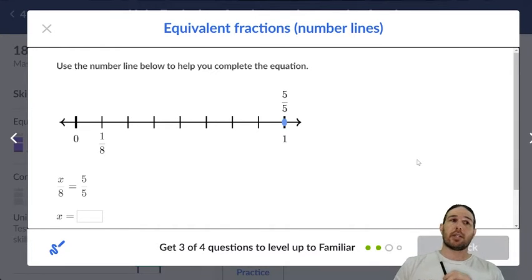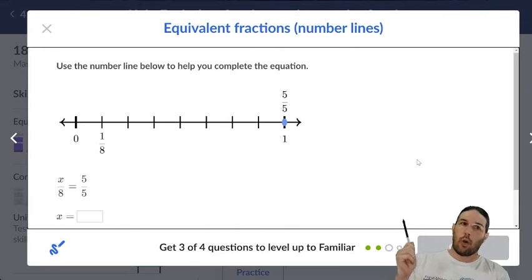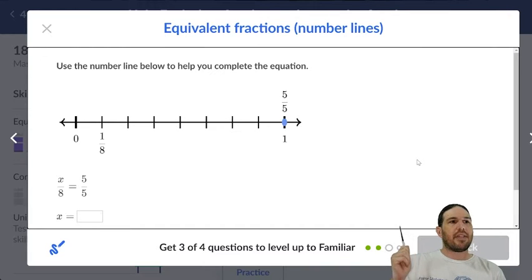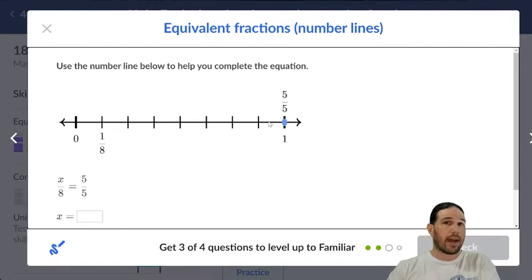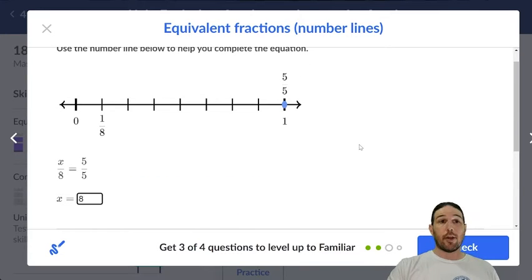So it's showing us on the top that we're dealing with fifths, right? 5 over 5. And then it tells us that is equivalent to 1, which is true. And then we want to know how many eighths is equivalent. And it looks like it did break this up into 1, 2, 3, 4, 5, 6, 7, 8 pieces. And our highlighted point is the 8th on that path. So it is indeed x equals 8 over 8.